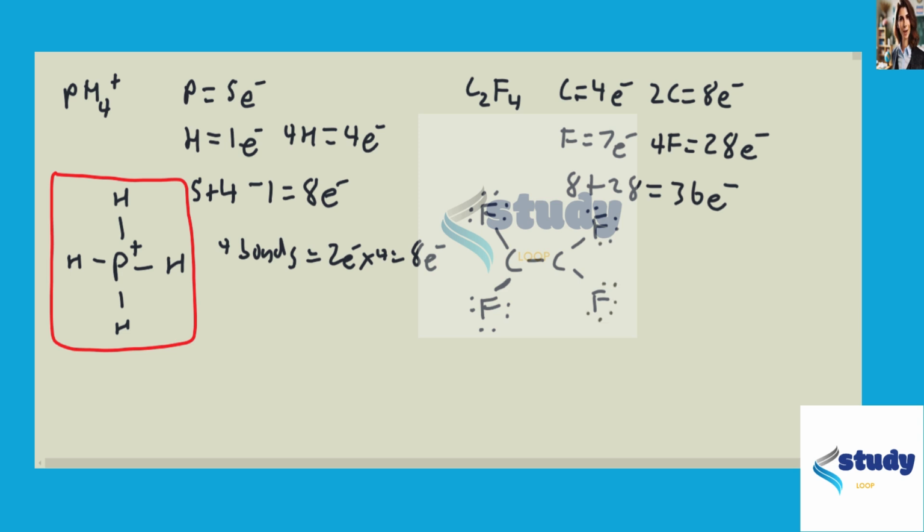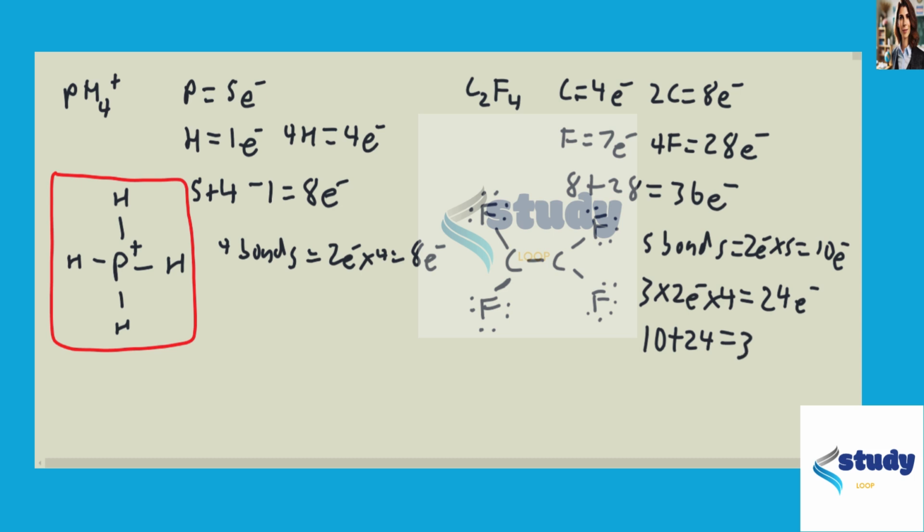And let's count up how many electrons we've used. So we have 5 bonds total. 5 bonds will be 2 electrons times 5, which is 10 electrons total. We've also used 3 lone pairs times our 2 electrons per lone pair, and we've used that on each of the 4 fluorines, so we'll multiply that by 4 as well, and that'll give us 6 times 4, which is 24 electrons in our lone pairs. So total, we've used 10 plus 24, which is 34 electrons.